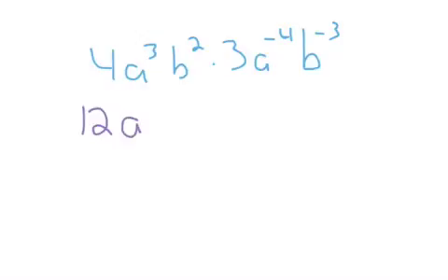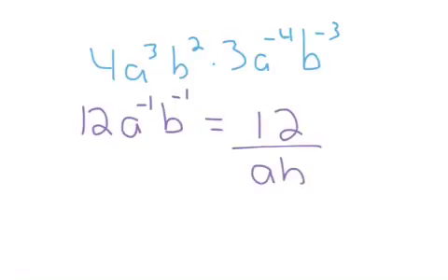A to the 3 plus negative 4 is negative 1. B to the 2 plus negative 3 is also negative 1. Remember, you do not want to have any negative exponents, so you need to change the location. 12 does not have a negative exponent with it, so that can actually stay in your numerator, and then you would just put a and b in your denominator.